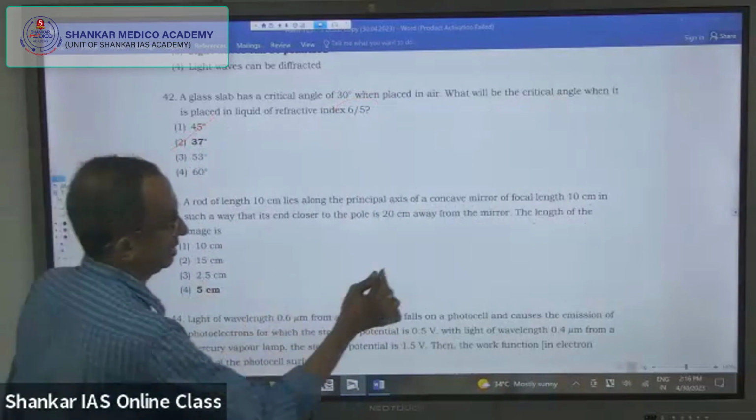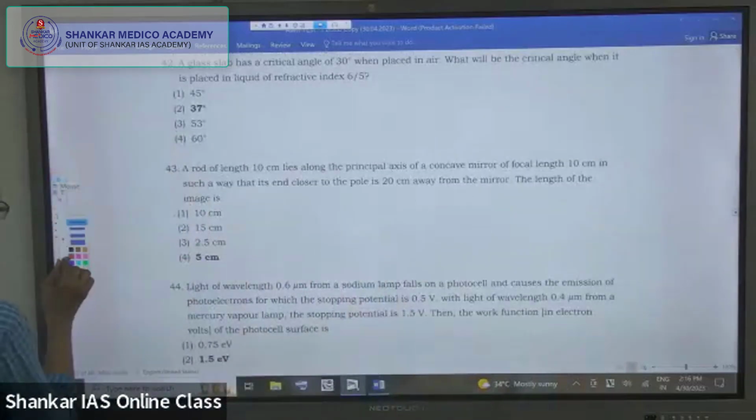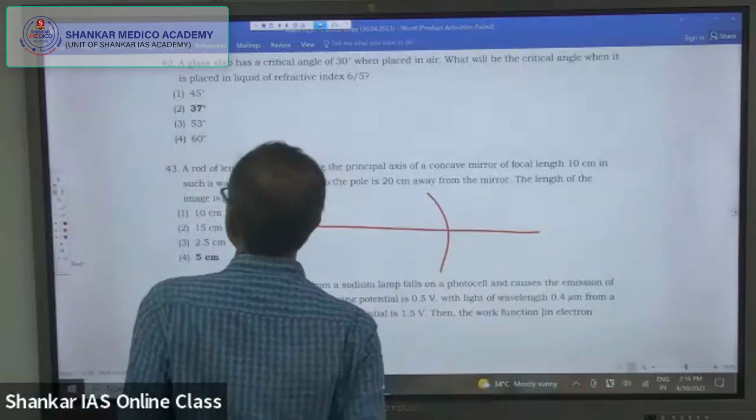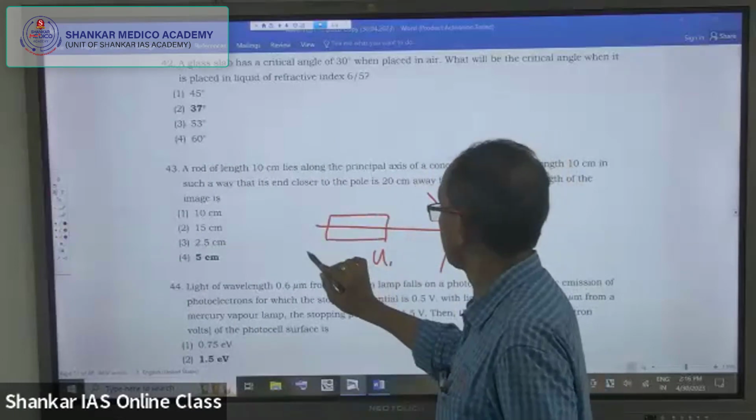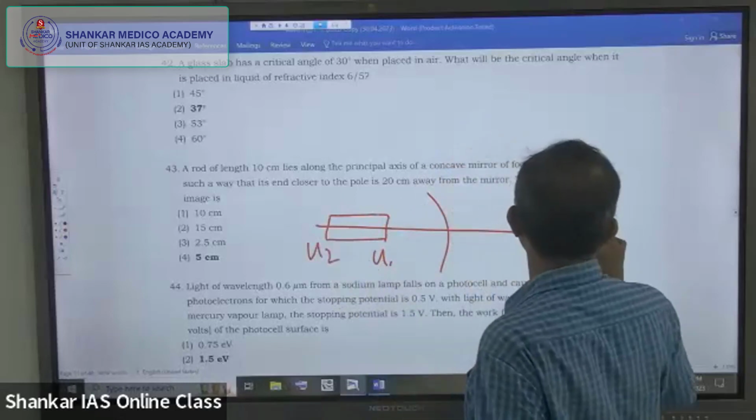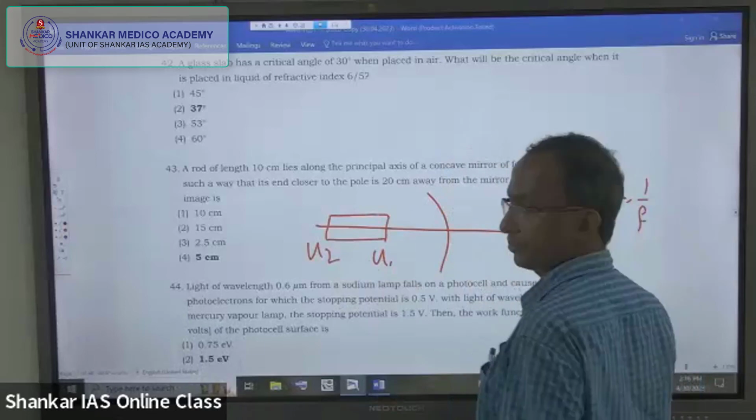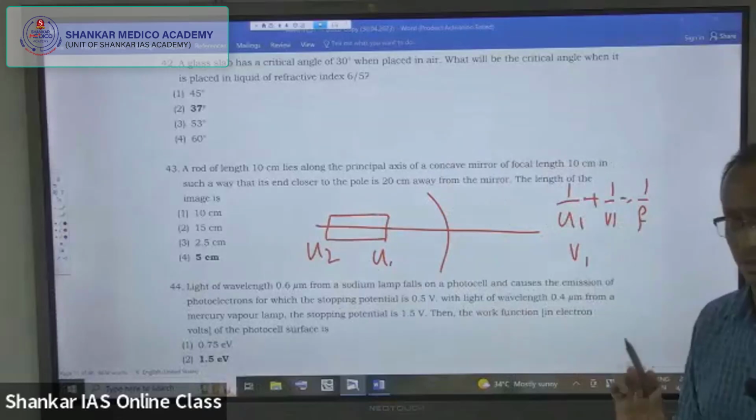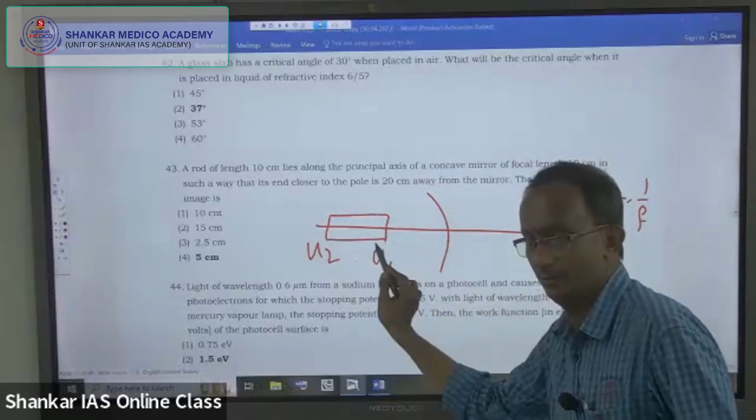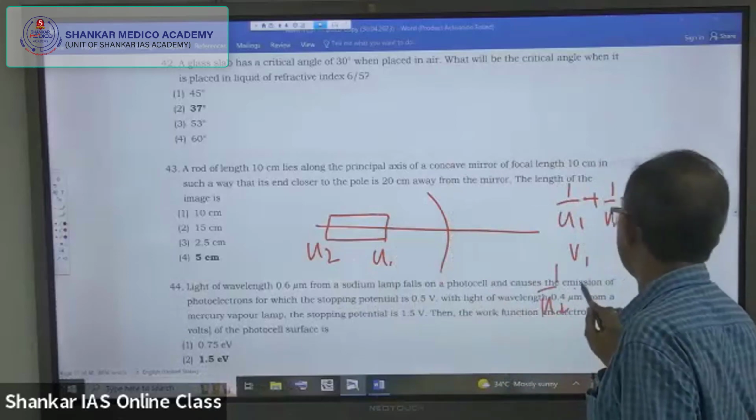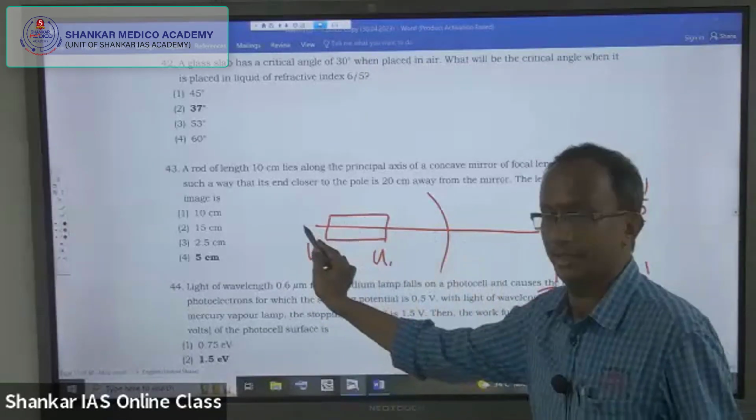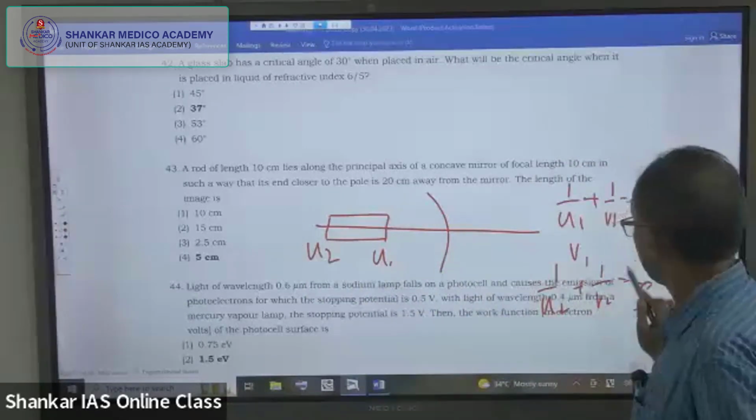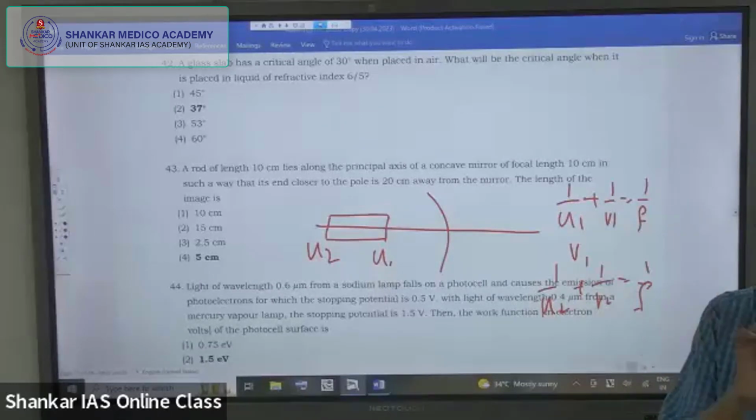See, here the rod is kept like this. U1 is here. U2 is here. 1 by U1 plus 1 by V1 equals 1 by F. You find out V1 first of all. This distance is taken as U1. In the case of U2, again 1 by U2 plus 1 by V2 equals 1 by F. U2 is more far away, so that distance you have to take. F is same. Focal length of the camera will not change. So V1 minus V2, you will get the answer as 5.